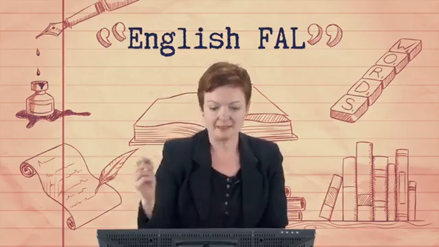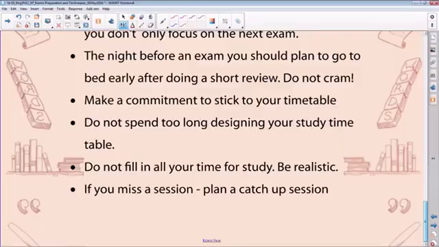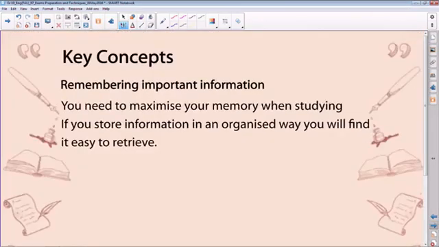All right, and then if you don't fill in all your time for the study, be realistic. Okay, if you miss a session, don't be too hard on yourself, because obviously things pop up, things happen. Just try and reorganize your study time just a little bit so that you're managing your study for the time ahead. All right, now, while you study, it's very helpful to have some techniques to remember.